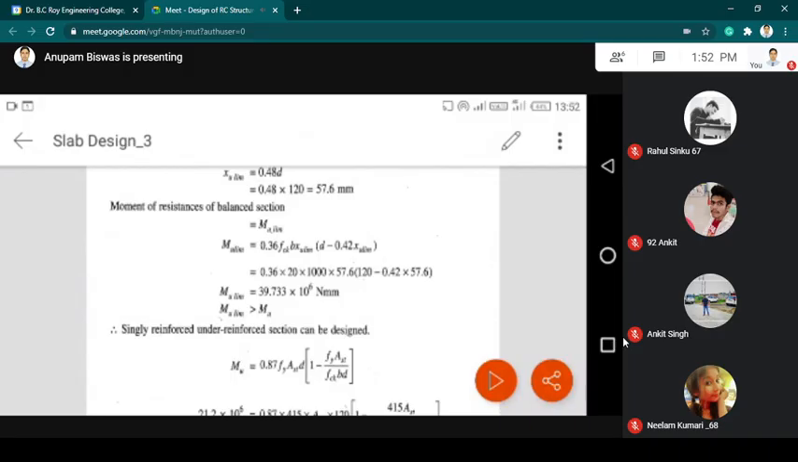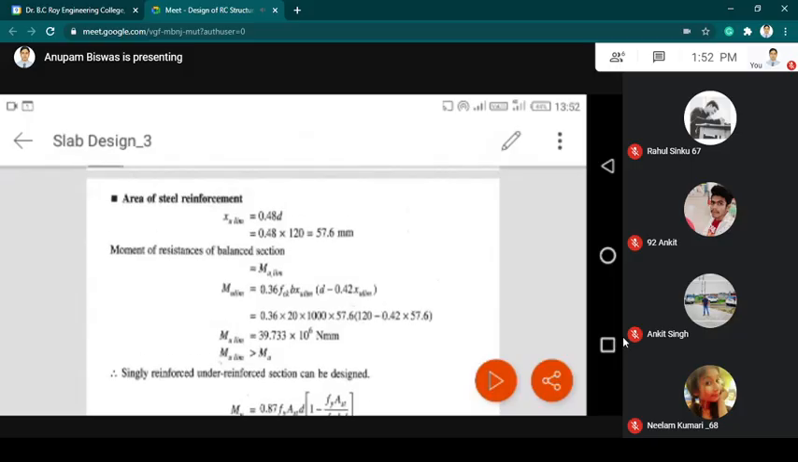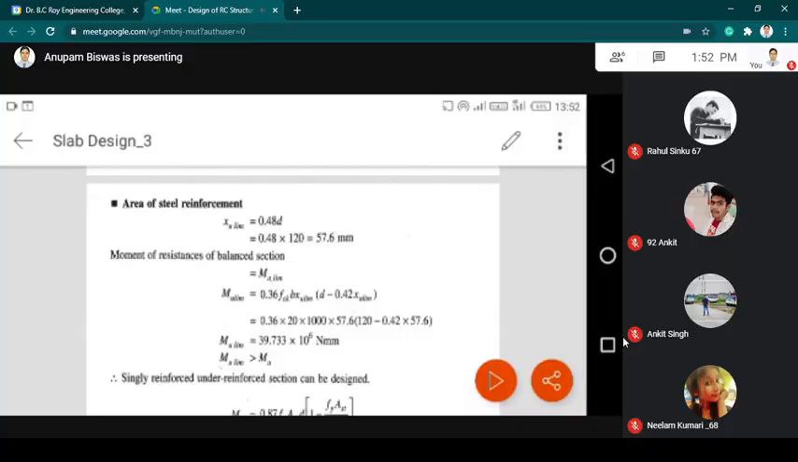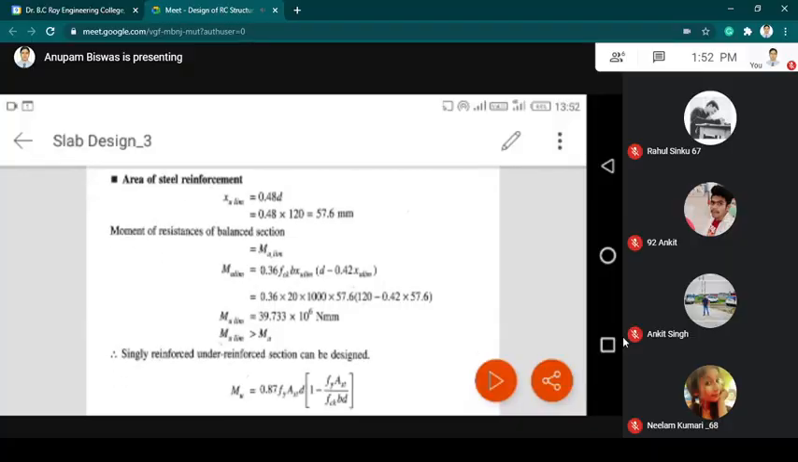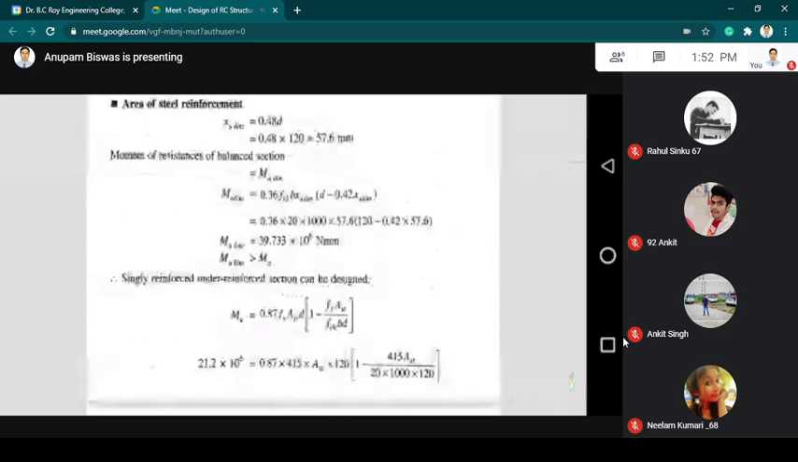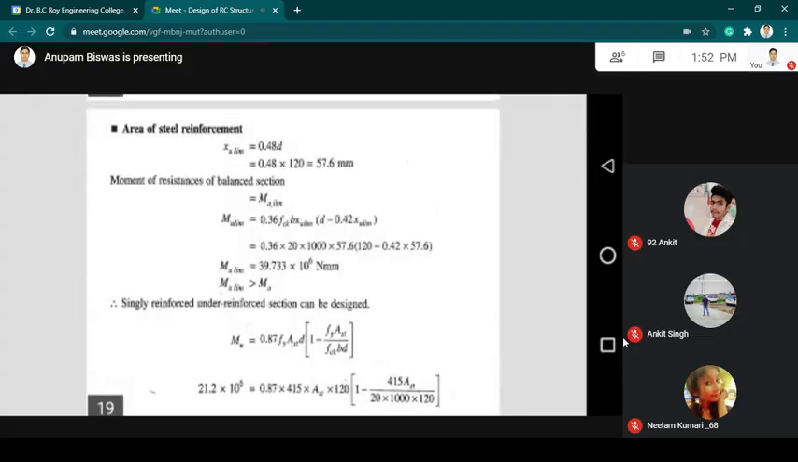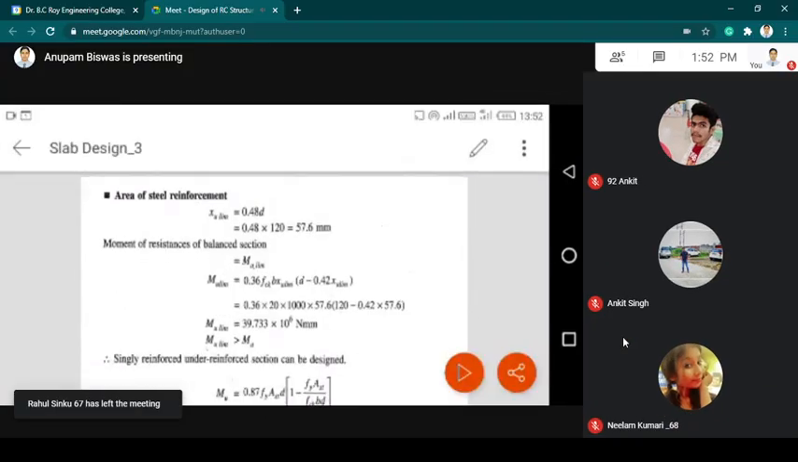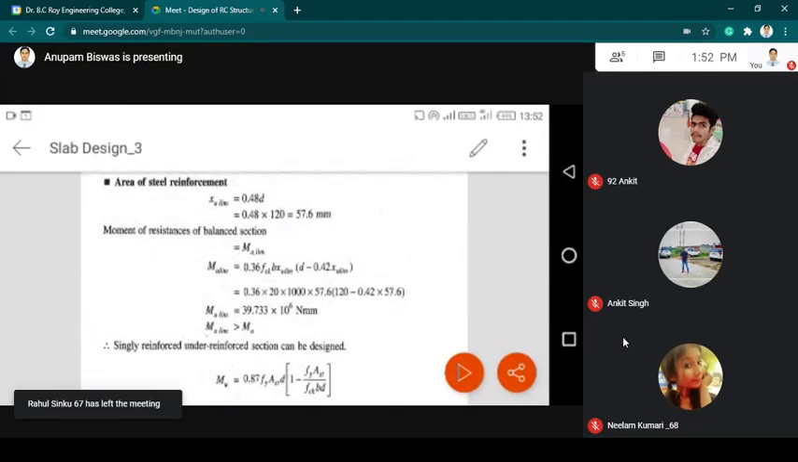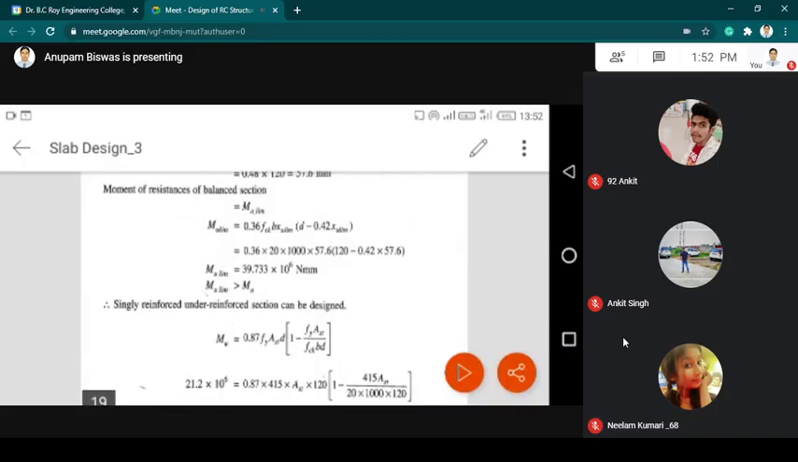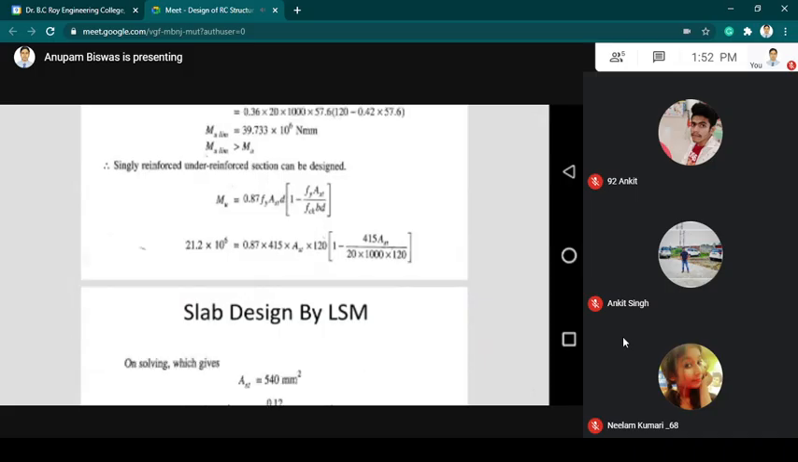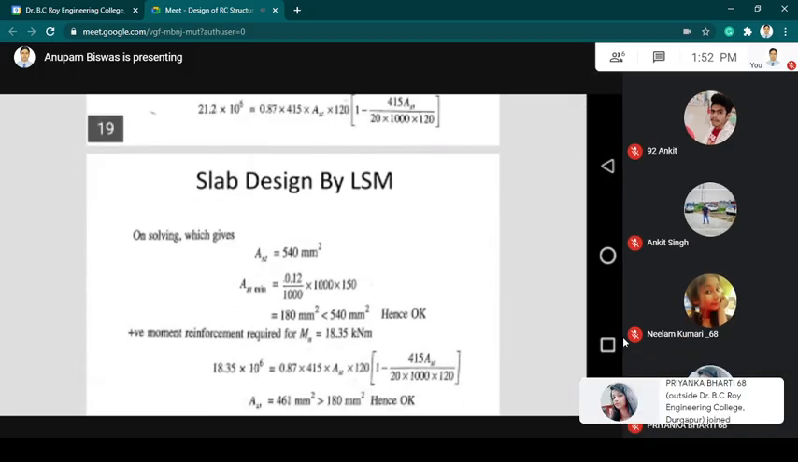So last class we discussed the design of a one-way slab, and we have taken out the area of steel, the area of reinforcement. The area of steel is coming to AST = 540 mm².